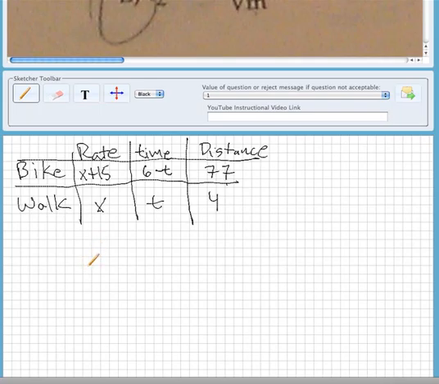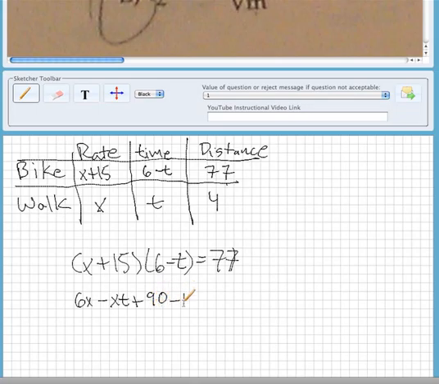And we know that the rate times time is equal to the distance, so we're going to multiply this times each other to equal 77. And then we get 6x minus xt plus 90 minus 15t equal to 77.